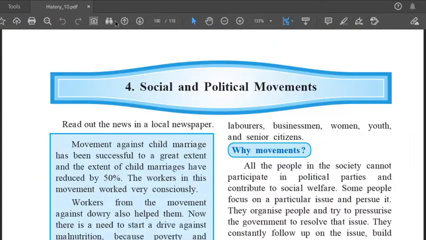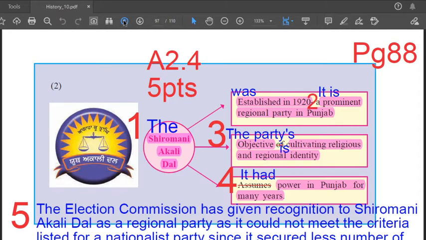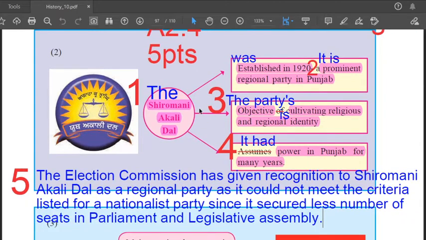Here again, children, this statement is false, so you are going to correct the question. So Shiromani Akali Dal is a regional party. Okay, so national you are going to cancel, and in place of that the corrected sentence is going to be Shiromani Akali Dal is a regional party.